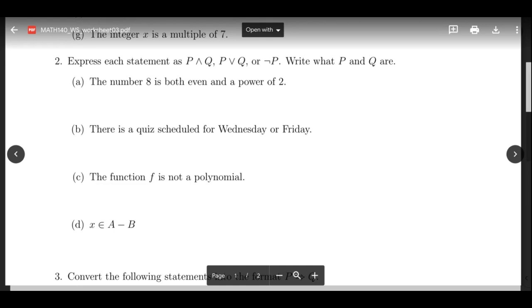Your A means and, right? P and Q. Okay, yes. So A is P and Q. You also answer for B. B is or, P or Q. Good job. And C. Okay, good. Not sure? That's okay.